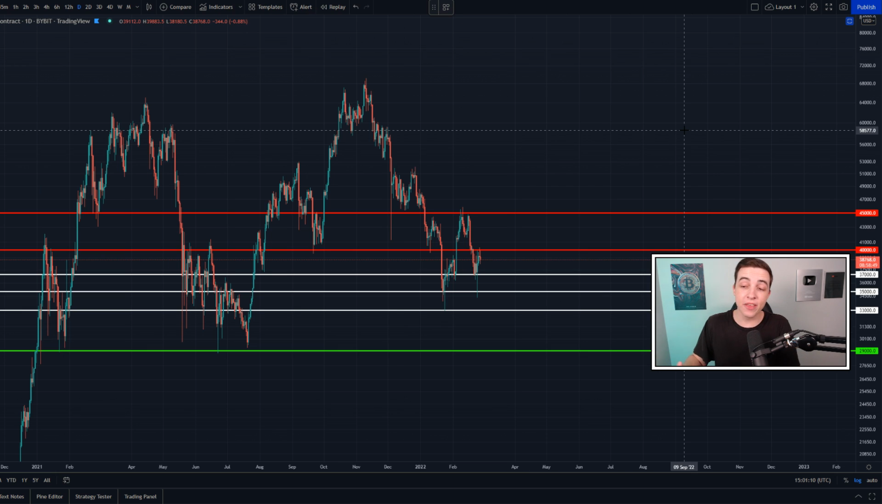And looking at some other important Bitcoin price levels on the daily time frame, as I just mentioned, we've got that $40,000 level as our immediate point of resistance. And above that, our next most important level of resistance is coming in at around 45,000.